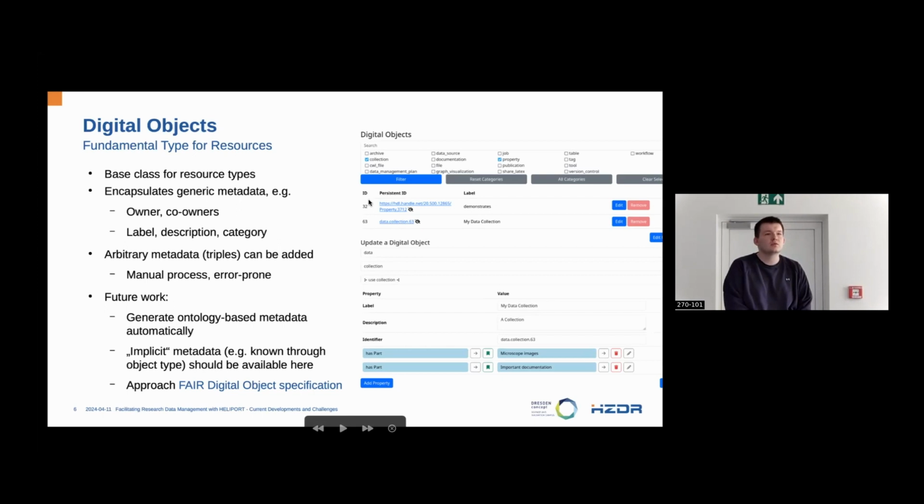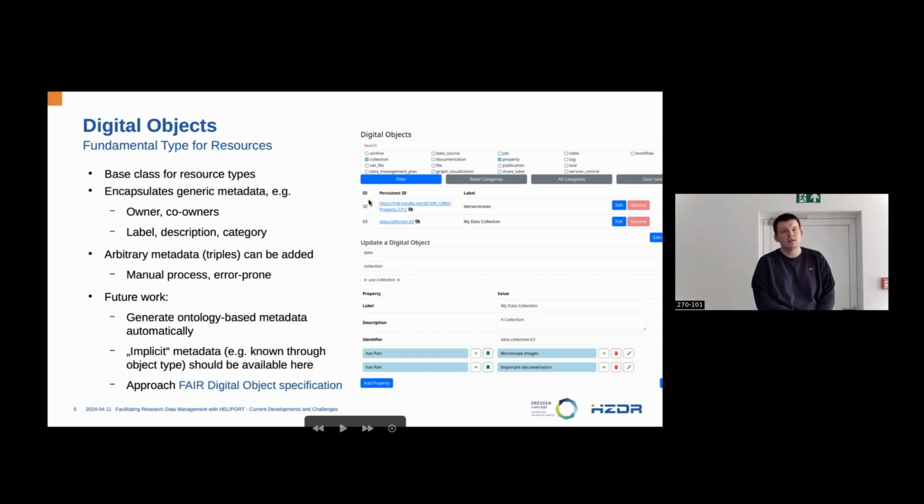So we would like to, in the future, generate more of this automatically, because some of the implicit metadata, I call this here implicit. For example, if you add an archive data set, this is implicitly of the type archival document, but this is currently not usable within HELIPORT, so we want to work on that. We also want to advance our implementation of digital objects more towards the FAIR digital object specification.